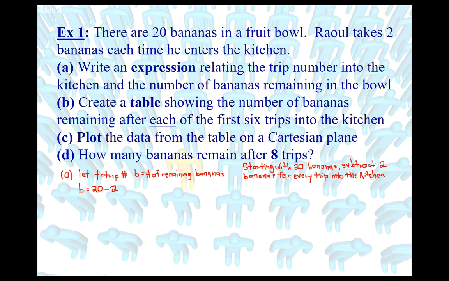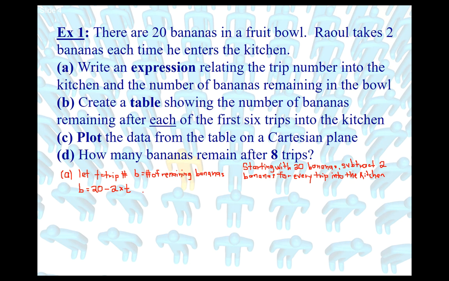So starting at 20, remove 2 bananas for each trip into the kitchen. Now, the trip number into the kitchen is a variable, so we're going to represent that with a t. So we'll say B is equal to 20 minus 2 times t. Okay, so let's double check this again. So how many bananas are left? Starting with 20, remove 2 bananas for each trip into the kitchen.